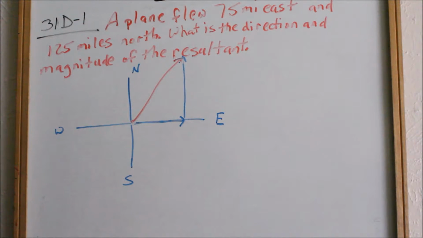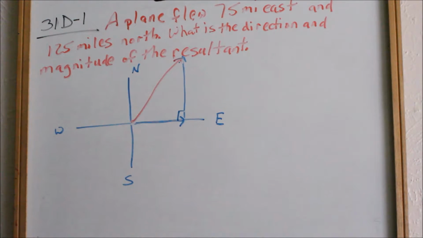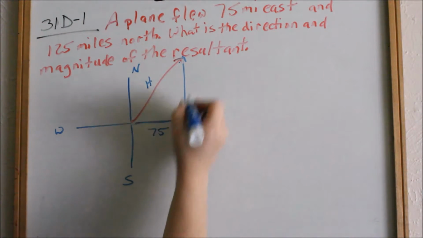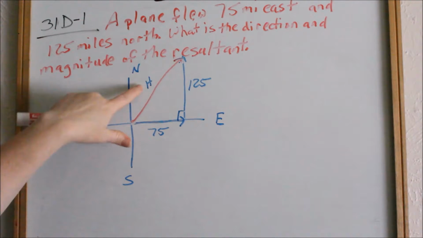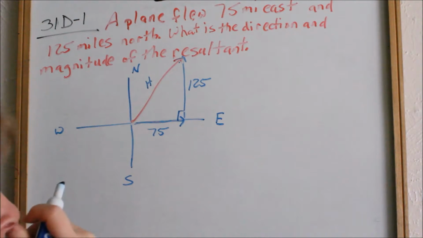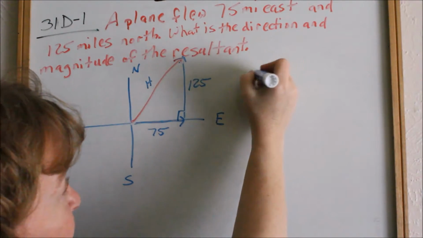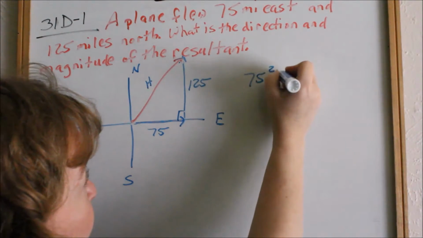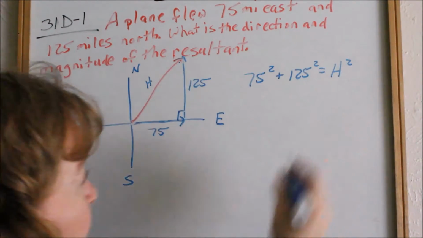So I have drawn a right triangle, and this is the hypotenuse because it's across from the right angle. This was 75 miles and 125 miles. How do I find the hypotenuse? Pythagorean theorem. The hypotenuse is the length of that line, and that is the magnitude of your vector. So Pythagorean theorem: 75 squared plus 125 squared equals hypotenuse squared.